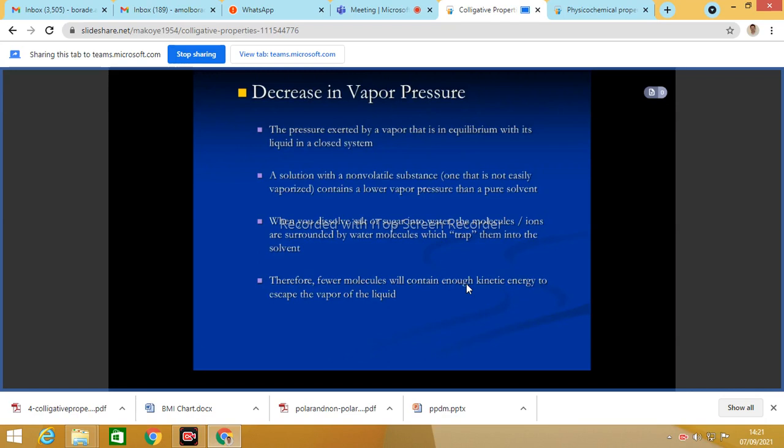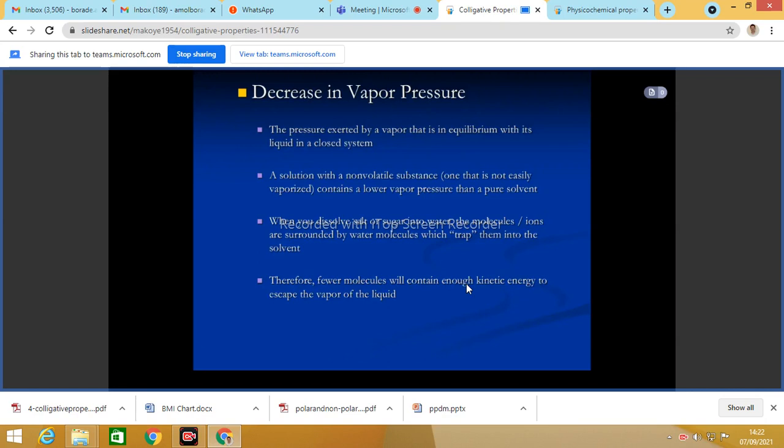Okay, this would be an additional requirement, that it should be in equilibrium and all these things. But in layman's terms, you can say the gas pressure exerted on the walls of the container is called the vapor pressure. The pressure exerted by vapor that is in equilibrium with its liquid in a closed system. Whenever we talk about a closed system, it is covered with a lid.